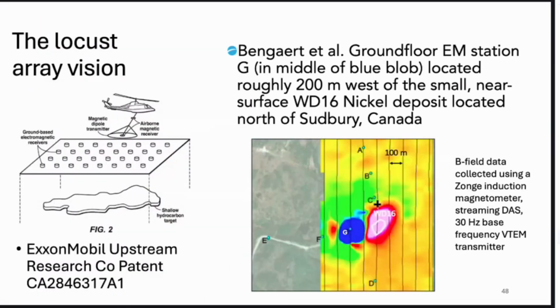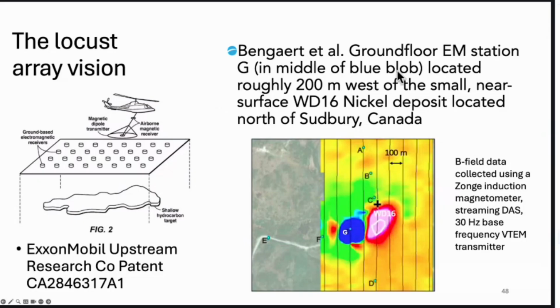Okay, so the locust array vision. This is an ExxonMobil patent, which has various holes in it. But we're looking at ground-based EM receivers following an airborne transmitter. They were looking for hydrocarbons. They said this would be a good way to go.